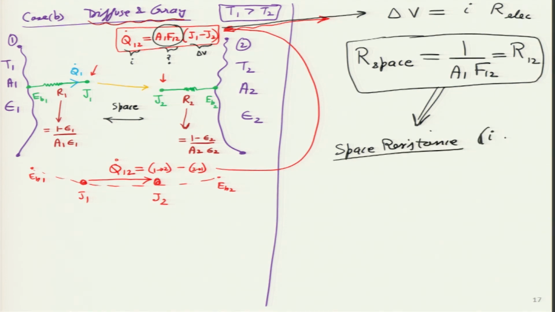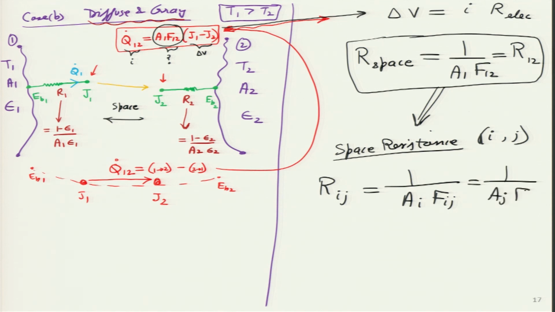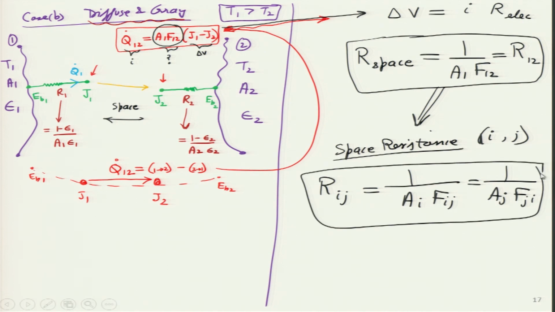In other words, I can generalize space resistance between any two surfaces, between the surfaces i and j. So, the space resistance between them will be Rij, which will be simply equal to 1 over Ai Fij, and that is also equal to 1 over Aj Fji, because both are the same due to the reciprocity rule.